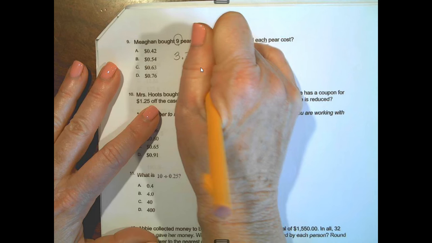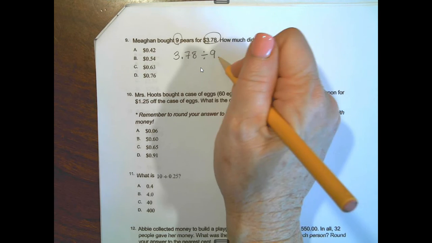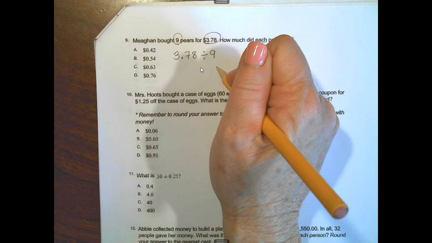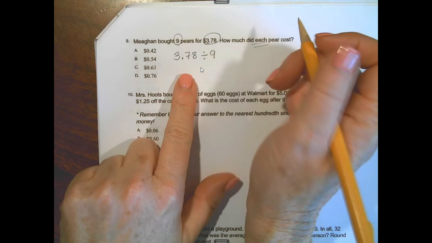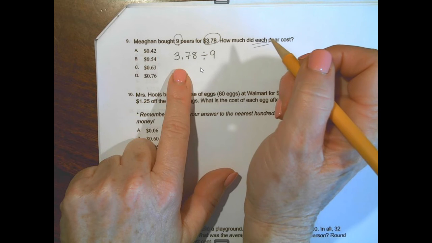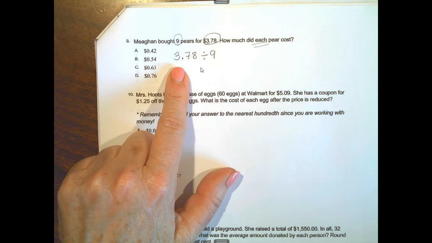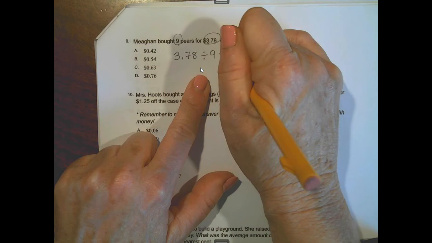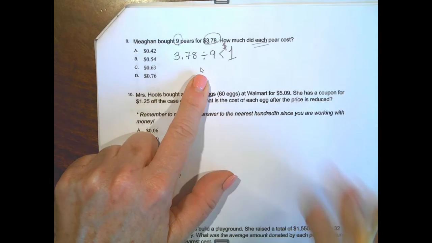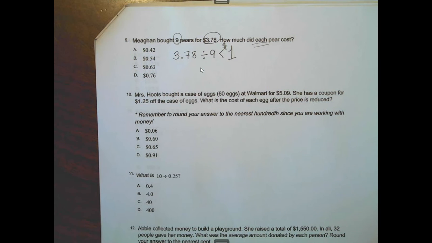$3.78 is being divided by 9. All right, guys. This right here, I can go ahead and tell you that my pairs are going to cost less than $1 each, because in order for them to be $1 each, I would have to have a $9 total cost. So I'm just going to go ahead and get a quick estimate of less than $1. Okay, so that doesn't help me pick one because they're all less than $1. So let's start with the division.